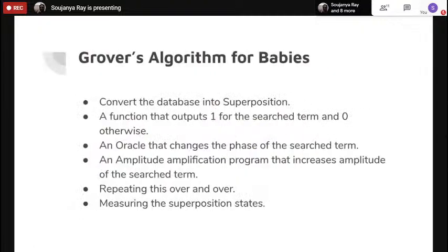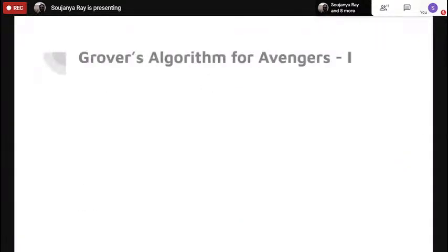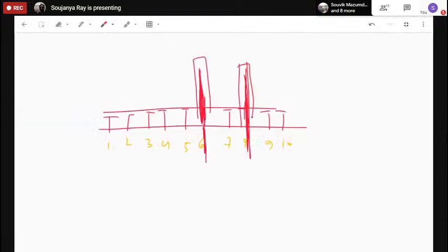Now let's go to Grover's algorithm for Avengers. So now we are diving deep into Grover's algorithm. Let's clear the page.